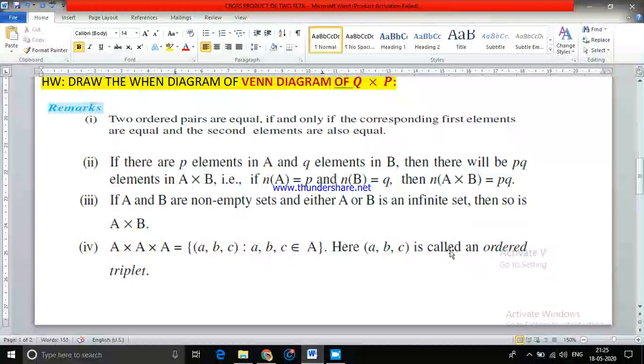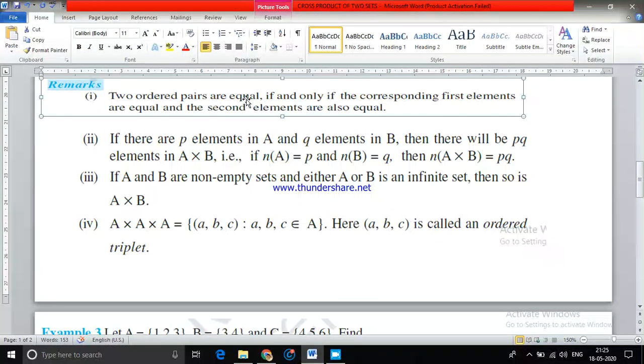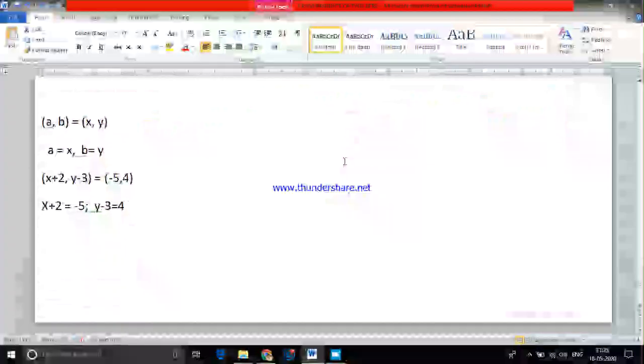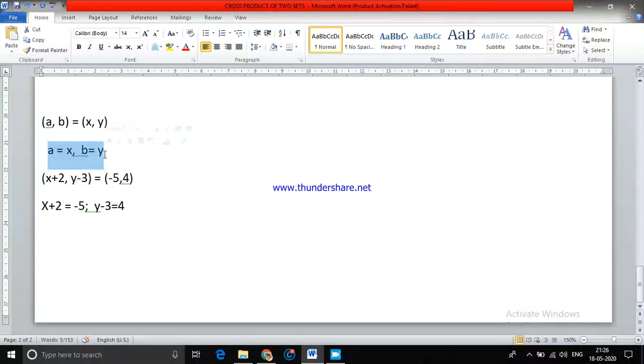Now there are some properties, or remarks, regarding the cross product, the Cartesian product. Two ordered pairs are equal if and only if the corresponding first elements are equal and the corresponding second elements are also equal. I have given one example here. If ordered pair (A, B) equals ordered pair (X, Y), then the first element A must equal X, and the second element B equals Y. If this is true, then only I can say both the ordered pairs are equal.